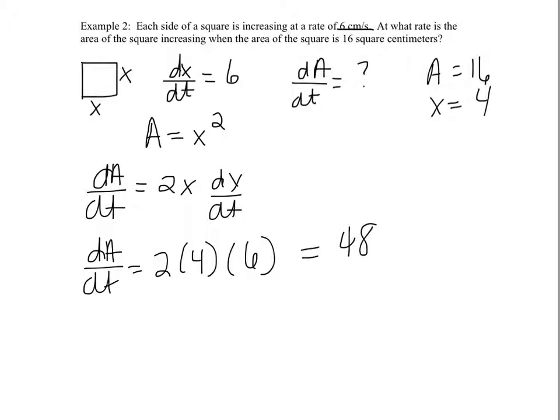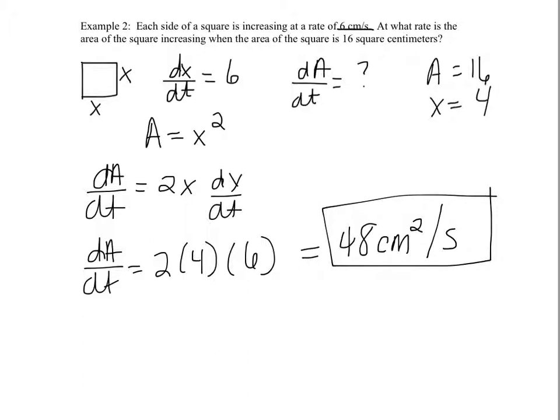So we know that when the sides are increasing at a rate of 6, so when x equals 4 and the area is 16 and it's still increasing, that area is increasing at 48 centimeters squared per second. That's the rate that the area is growing. So hopefully that made a little more sense. Now we're going to go on to even yet another.